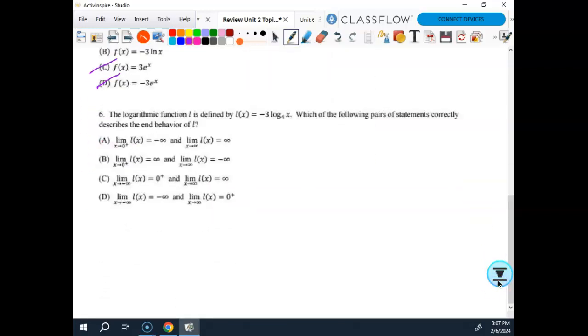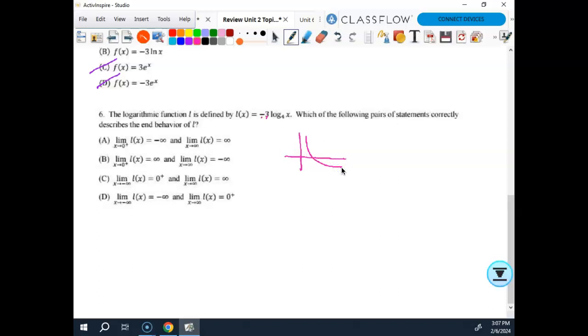Right, number 6. I've got this log function. Which of the following pairs of statements describes its end behavior? Okay, so my graph, ignoring the 3, I know what it looks like when it is just a regular old log. The 3 doesn't affect my sketch. This negative is going to reflect it in the x-axis, so it's going to look something like that.